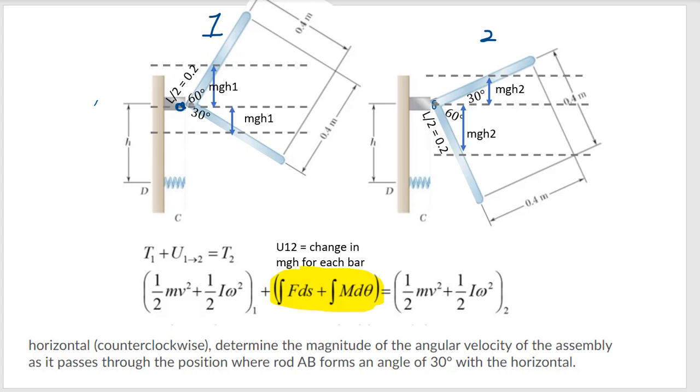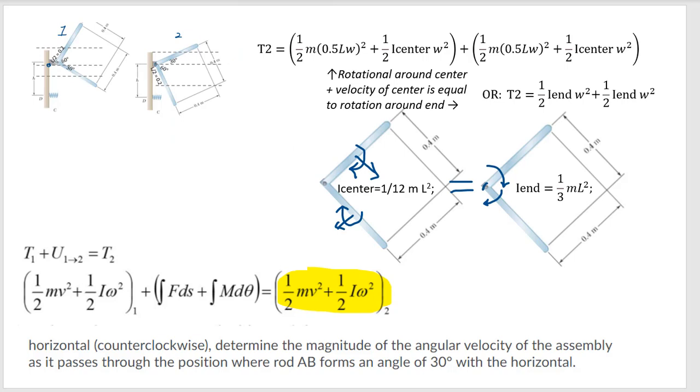Okay, so you have your change in mgh, that's this middle term. Now let's think about the final energy that's happening at the end of this thing. Again, there are 2 different ways to think about this ending energy. I can add together for each bar the 1/2 m v squared of the center of mass of each bar and the 1/2 I omega squared rotation around the center. So this is one way to do it. In this case, I would be using the inertia around the center of the bar.